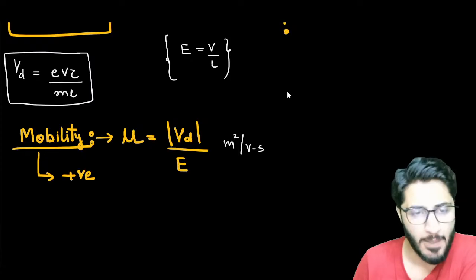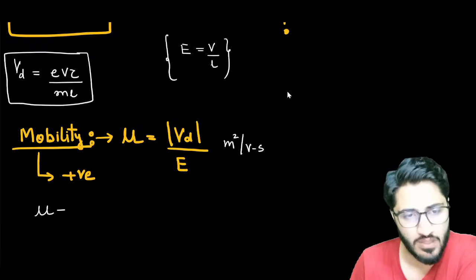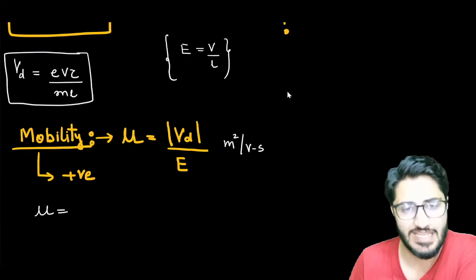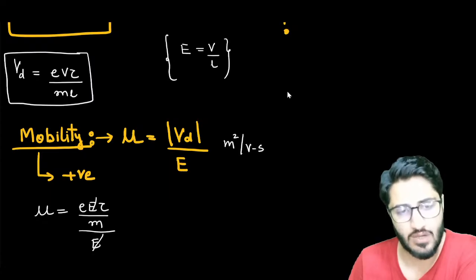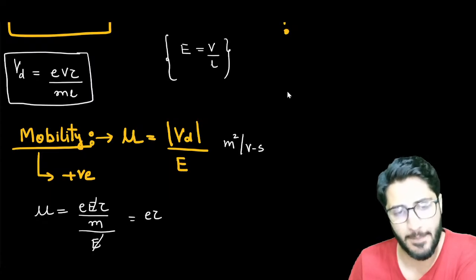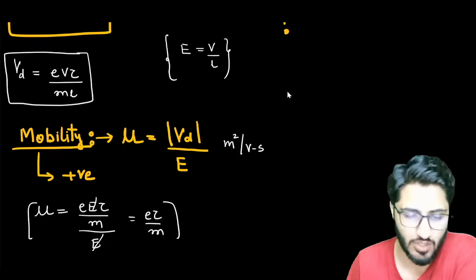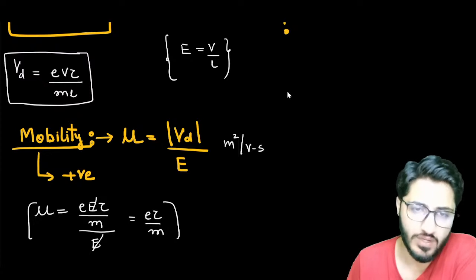Now look, mobility mu. What is Vd? It is E tau by m. I can write E tau by m whole divided by E. E cancels out, so I can write E tau by m. So this is the mobility equation, mu equals E tau by m.